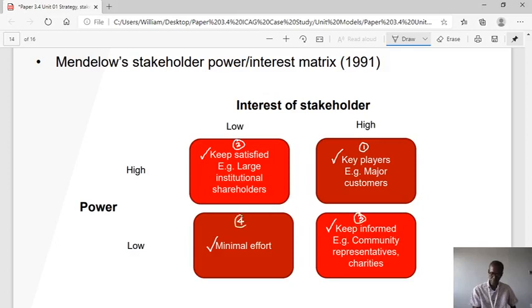So even in looking at strategy, resource allocation, meeting stakeholder needs, you have this at the background of your mind in formulation of policies and strategies to be able to do well as a company. And that is how Mendelow looked at stakeholders and stakeholders' expectations.